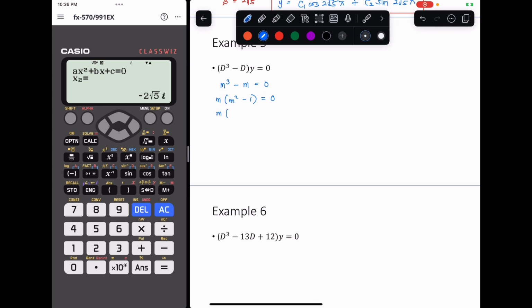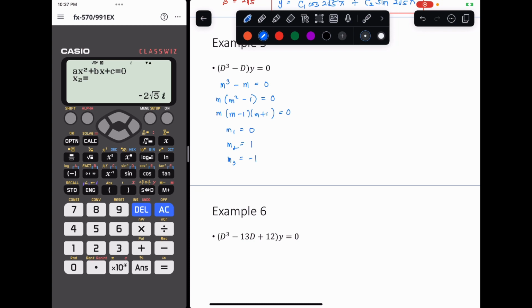So m squared minus 1 is the difference of two squares. So that would just be m minus 1 and m plus 1 equals 0. Okay, so that would give us the roots. So our m1 is equal to 0. Our m2 will be negative 1, so transposed it will become positive 1. Then m3 would be positive 1, it will become negative 1. So we have three distinct roots: 0, 1, and negative 1.